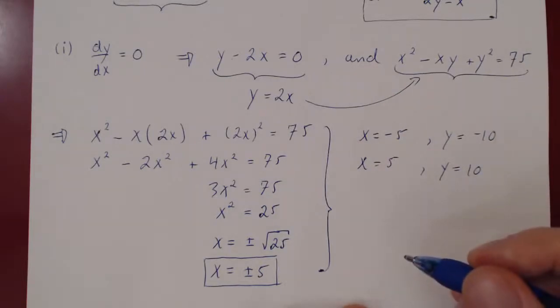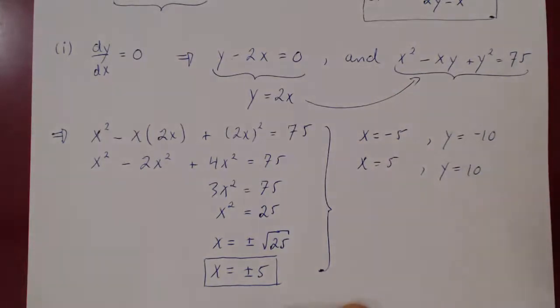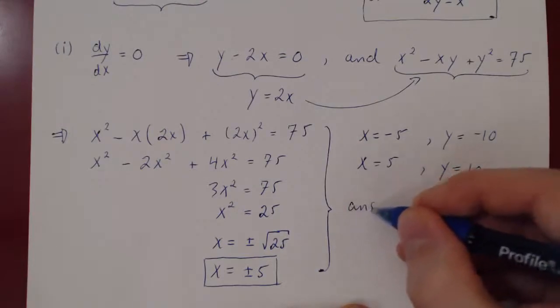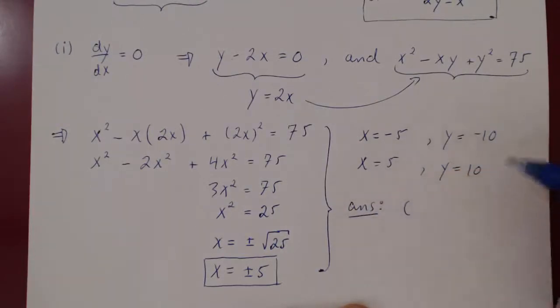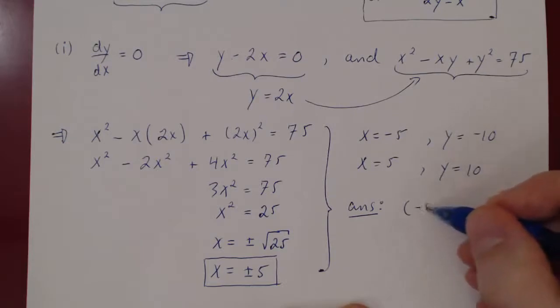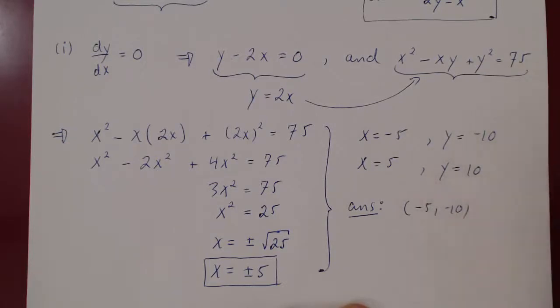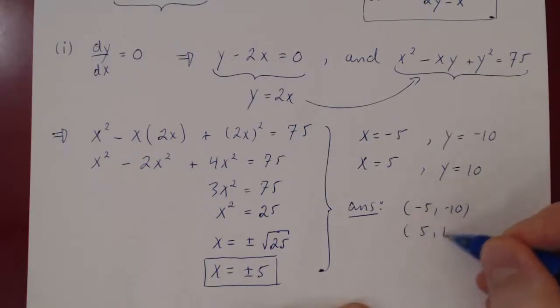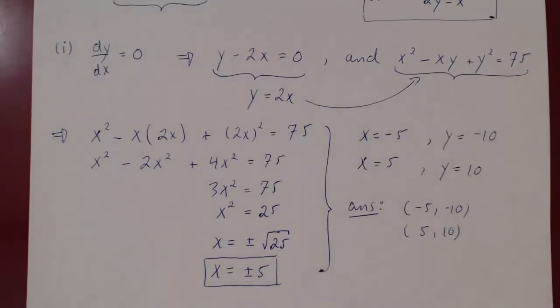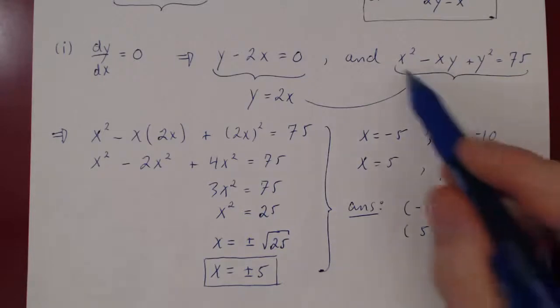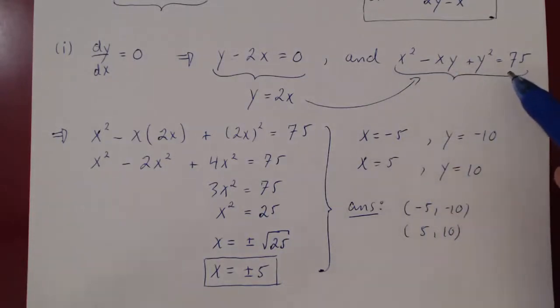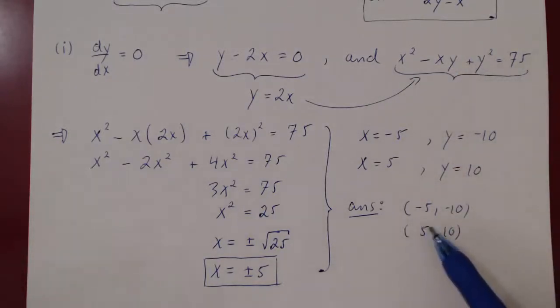So we only have 2 points on the curve where the tangent line is horizontal. Right? This is our final answer. The first point is negative 5, negative 10. And the second point is positive 5, positive 10. So there you have it. The only 2 points on this curve where the tangent line is horizontal are the points negative 5, negative 10, and positive 5, positive 10.